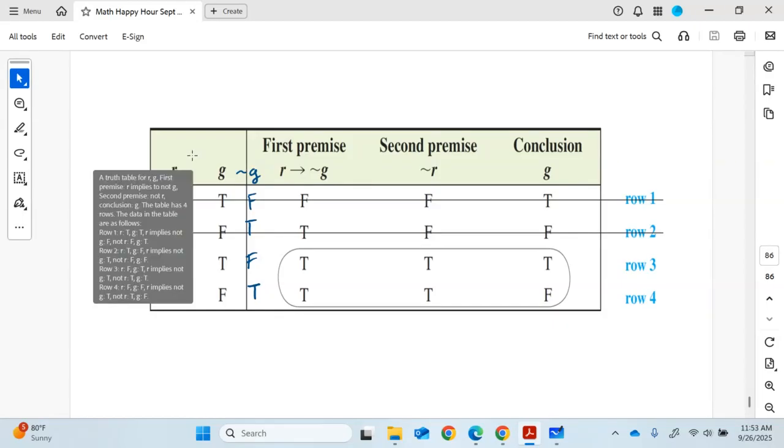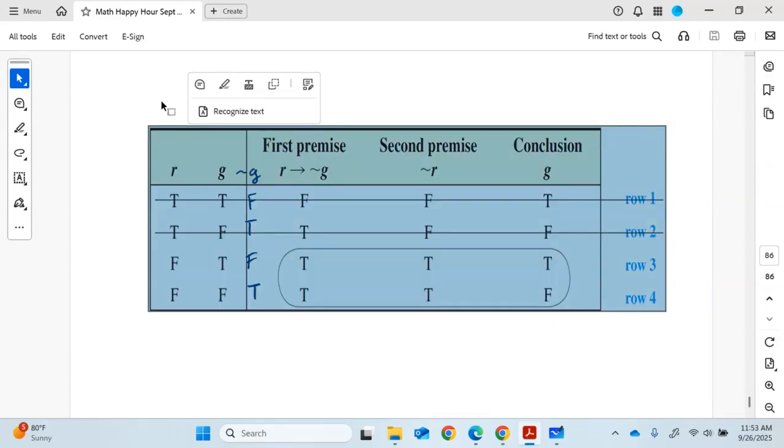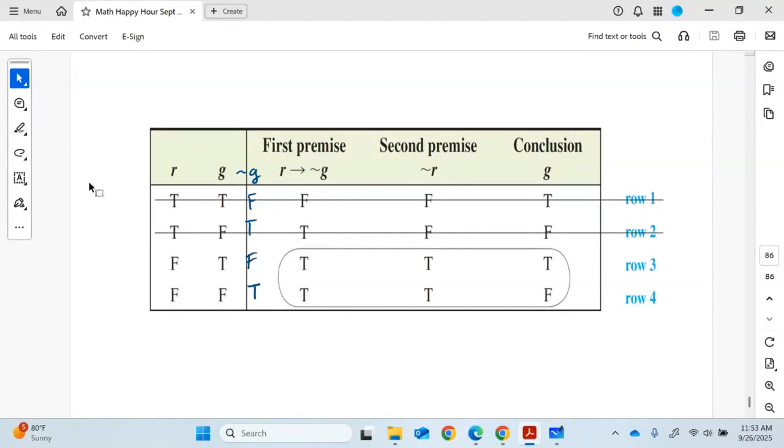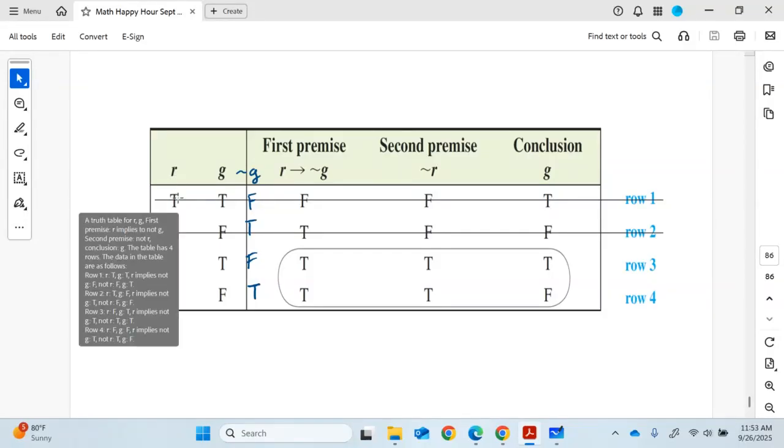And remember that the only time where the conditional is false is if you start with something true and you imply something false. So I'm going to go from column 1 to column 3. I'm going from left to right. So this is exactly when it's false.